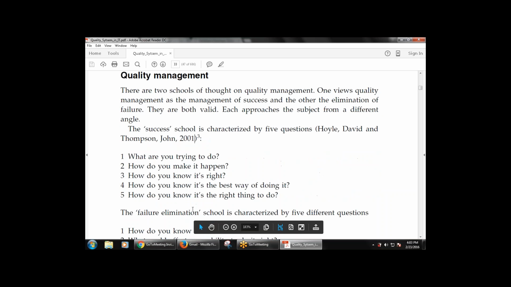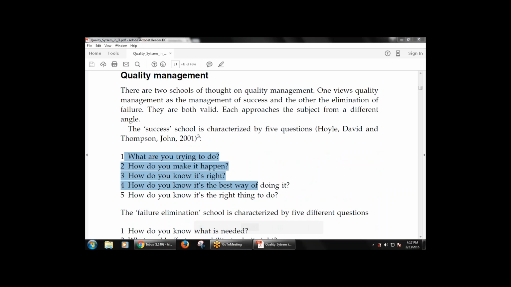What are you trying to do? How do you make it happen? How do you know it's right? How do you know it is a better way of doing it? And how do you know it is the right thing to do? These are the 5 questions of quality management that we have discussed.